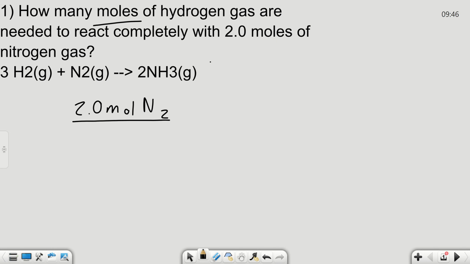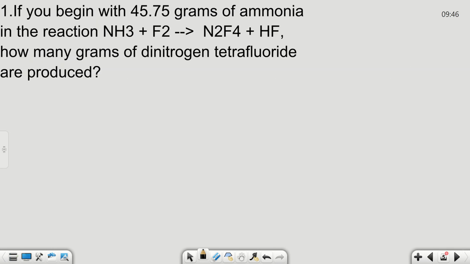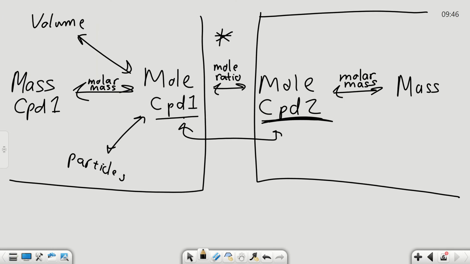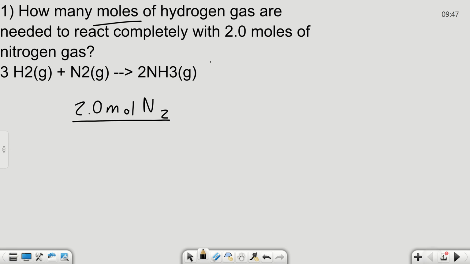Moles of hydrogen. So if I go back to my chart, I'm starting right here, and I'm going to moles of compound 2. So how many steps is this going to be? Just 1, the mole ratio. It's not a bad thing to write this little chart out so you can be like, this should only be 1 step.